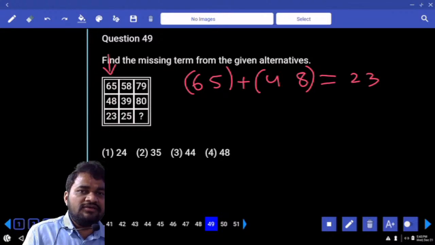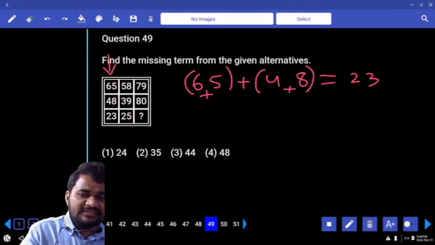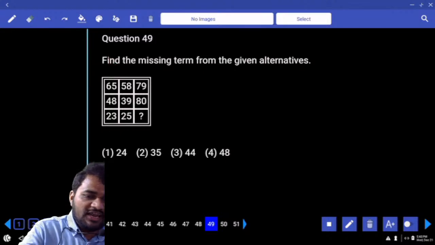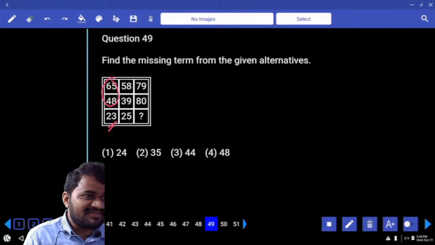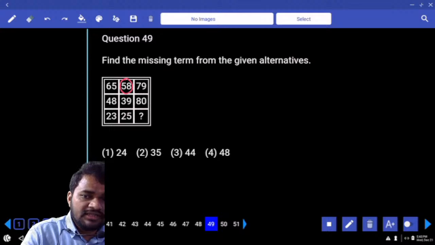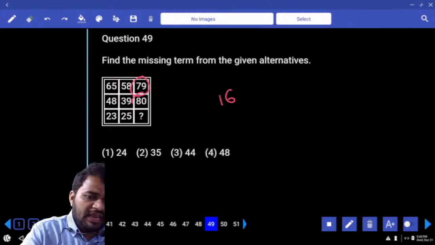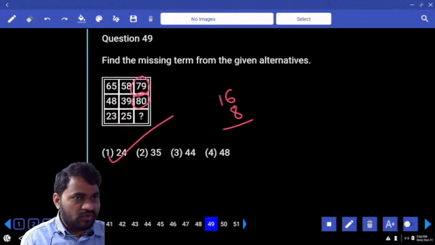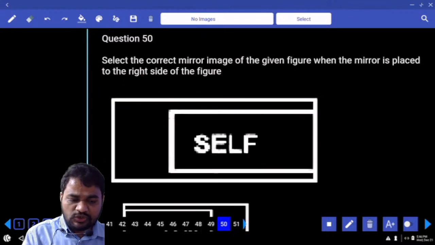So we need to have addition, but before that we need to add the digits also. 6 plus 5, 11. 4 plus 8, 12. 11 plus 12, 23. That means we added these 4 digits and we got 23. Next 5 plus 8, 13. 3 plus 9, 12. 13 plus 12 is 25. 7 plus 9, 16. 8 plus 0, 8. 16 plus 8, 24. Option 1. Next, last question.